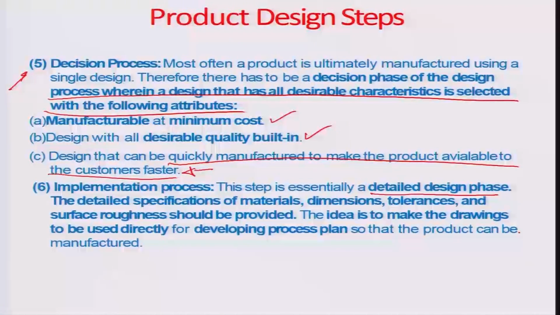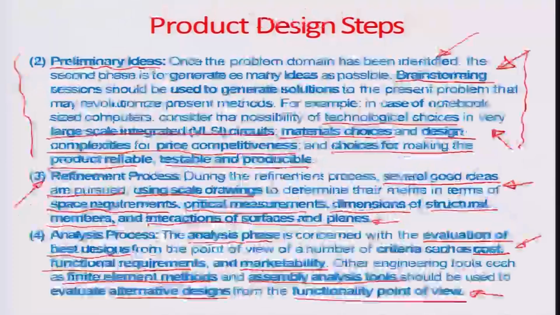Okay. So, that involves what are the involved materials, what are the involved dimensions, tolerances which are needed for the final design to be implemented, what kind of surface roughnesses are involved in the participating parts. So, the idea here in this implementation process is to really make the final blueprint or the drawing, okay, to be directly used for manufacturing, okay, and process development, etc.